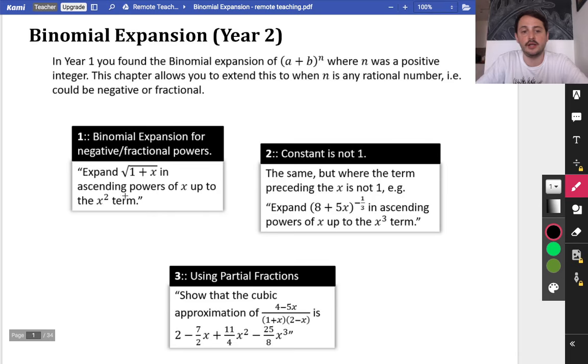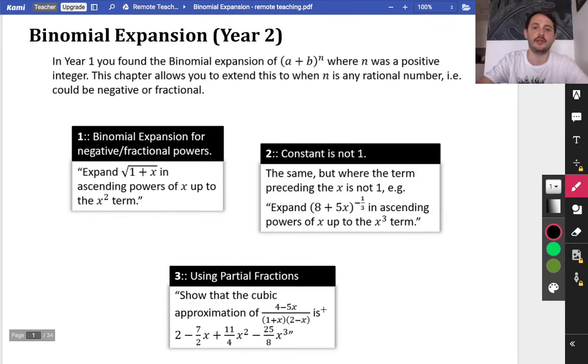So the first thing that we're going to learn is how to do binomial expansion for negative or fractional powers. This is where we start off, where the first number that we have here is 1. This is the easy version of it. Then, in the next exercise, the constant at the beginning is not a 1, and we're going to think about how we do that one separately. And then the third thing is doing some partial fractions before you actually do the binomial expansion.